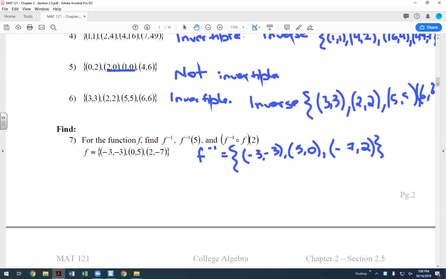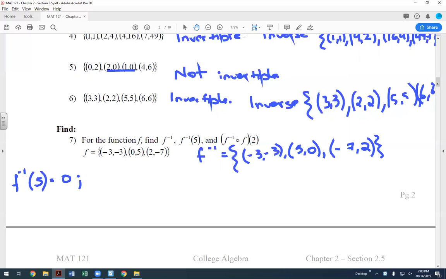What is f inverse of 5? 0. Yeah, because you're going to the f inverse function and now finding the ordered pair where your x value is going to be 5, and that's going to be the middle one where your f inverse of 5 is going to be 0. Okay, very good. Now we're doing a composition between the inverse function and the original function evaluated at 2.